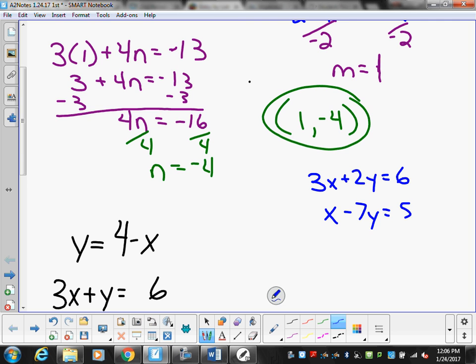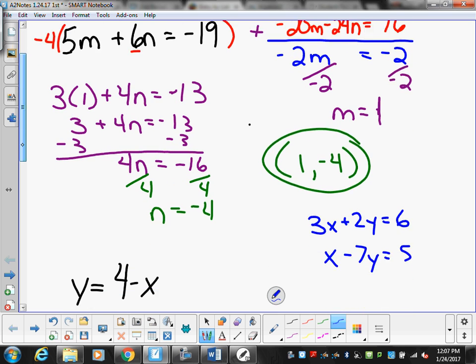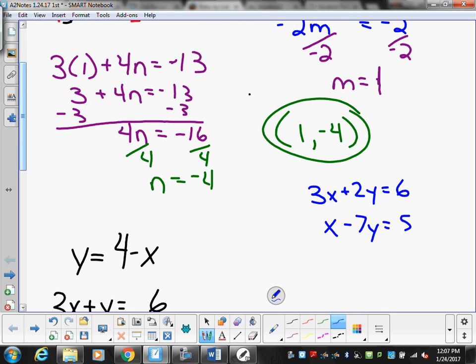On this one, there was no number I could do that for. I had to do something to both. But on something like this, if I multiply that bottom one by negative 3, it becomes the opposite of that automatically. So I don't have to multiply the top one.